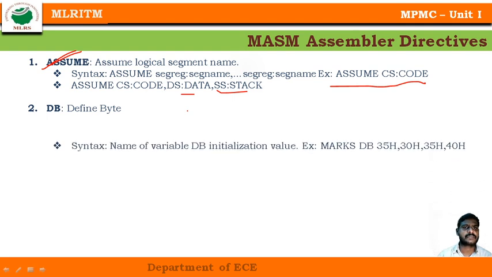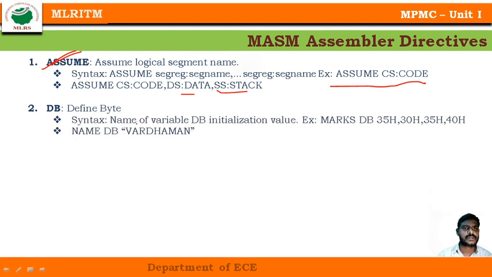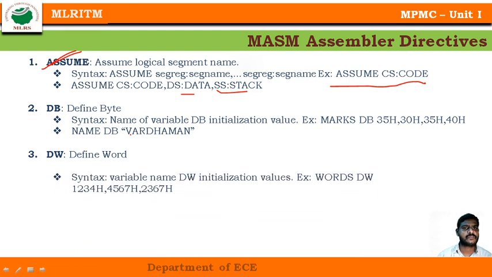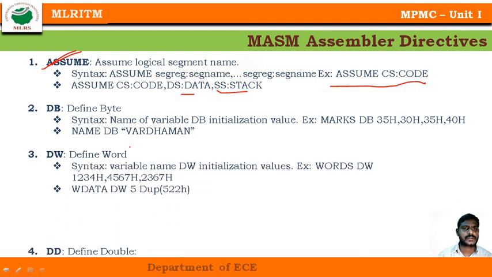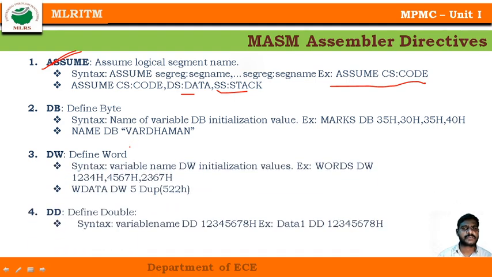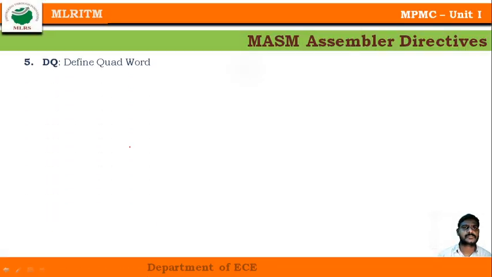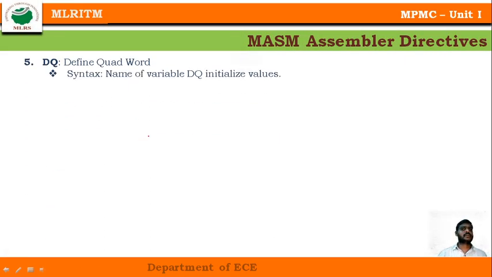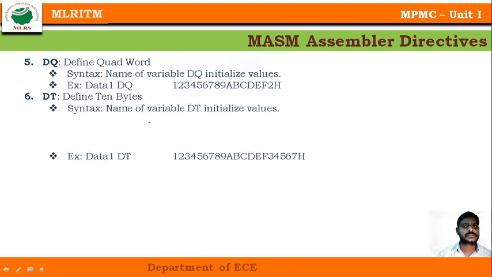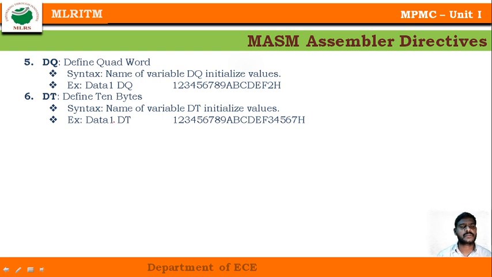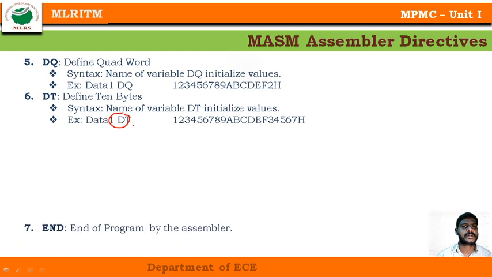DB I already said, defines a byte. DW defines a word, and DD defines a double word of 32 bits of data. DQ defines a quad word. So this is an example: define a quad word. And DT is 10 bytes, so 10 bytes of information is assigned to the data.